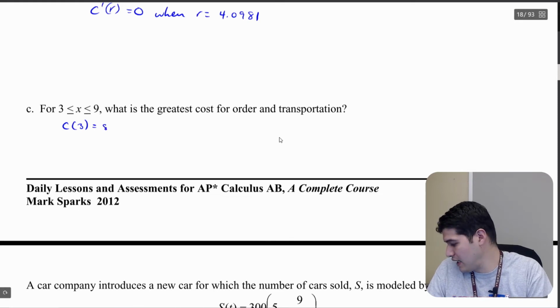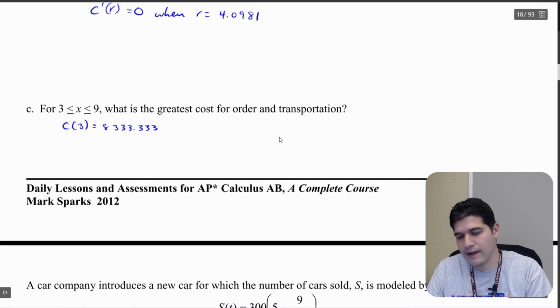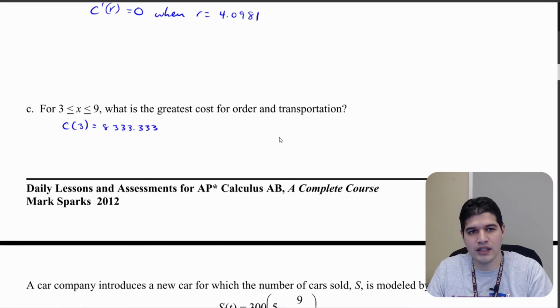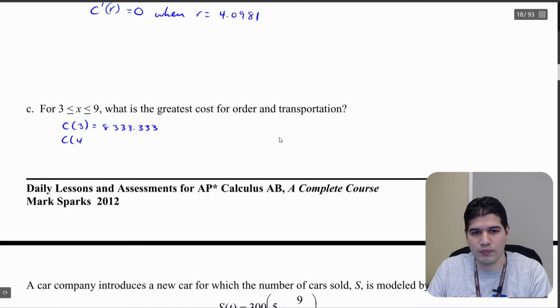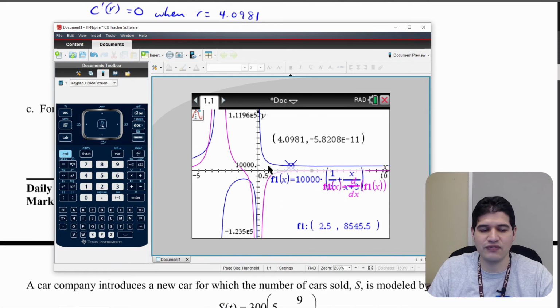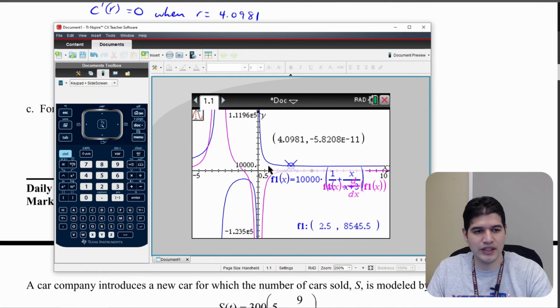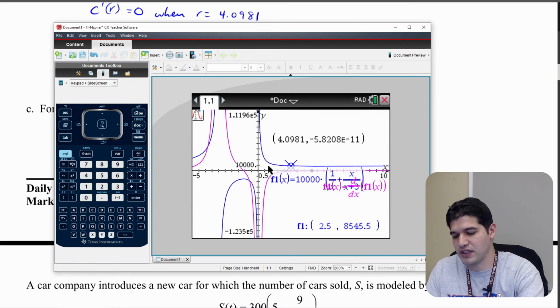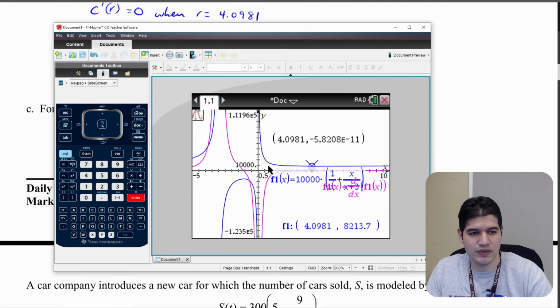That is equal to 8,333.333, all right? And then the new value that we found, where the derivative is 0, so that's a critical value. So let's see, we're gonna need c of 4.0981. All right, and that's why I still have it in my calculator. So if I go to my calculator and I want to trace my first function, you can see that it's already blue, it's already looking at my first function. So I'm going to go 4.0981, and let's see what it gives me.